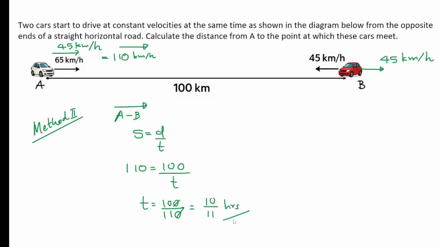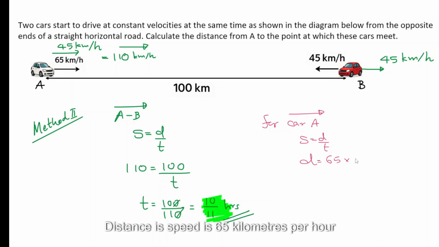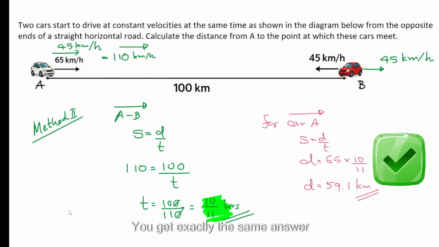Now, this gives us the time. Car A is not going at 110, instead it's going at 65. But the time it takes for the two to meet is this. Considering car A, I can write the equation to the right. Speed is equal to distance over time. Distance is, speed is 65 kilometers per hour multiplied by 10 over 11. 650 divided by 11, 59.09, 59.1 kilometers. You get exactly the same answer like before.